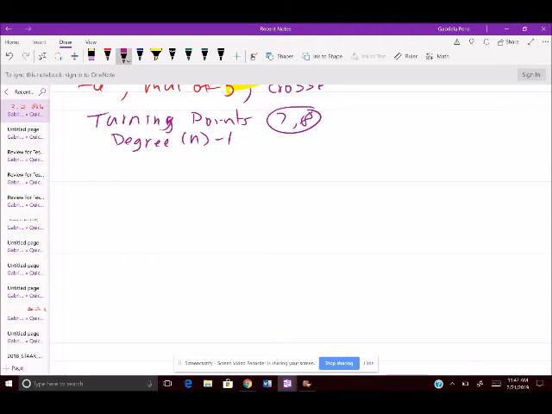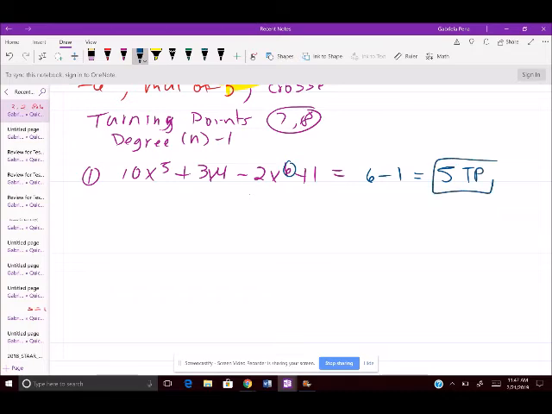That's all that was. So for the first problem, 10x to the 5th plus 3x to the 4th minus 2x to the 6th plus 1. Who is the degree here? 6. And what is 6 minus 1? 5. So there is 5 turning points. And that's it.